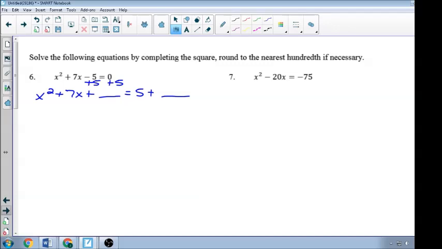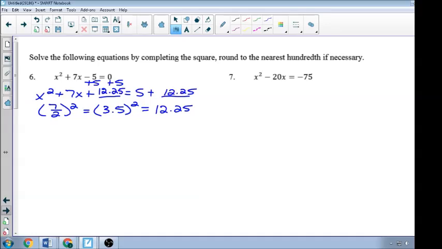At this point, I can go ahead and complete the square. So I'm going to take my middle term 7, divide by 2, and square it. Well, 7 divided by 2 is 3.5. I'm going to square that. 3.5 squared is 12.25. Remember, 12.25 goes in the blank on the left and in the blank on the right.